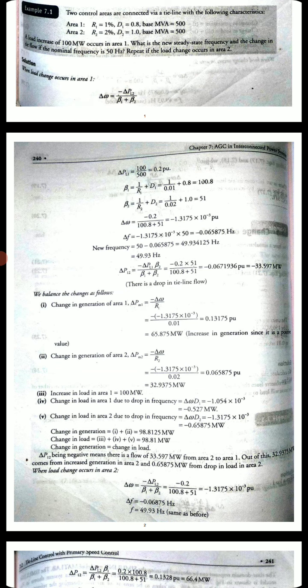The change in generation is the addition of the change in generation in area 1 and area 2, which gives 98.8125 megawatt. The change in load is the increase in load plus the change in load in area 1 due to the drop in frequency plus the change in load in area 2 due to the drop in frequency, and we get 98.81. So the change in generation is equal to the change in load.